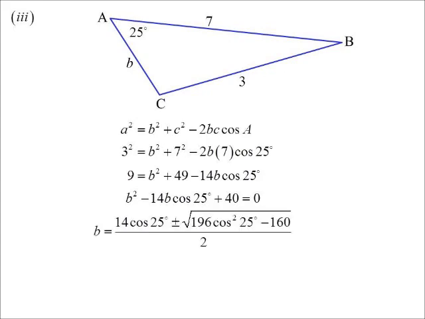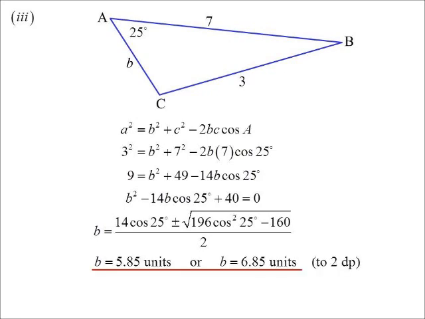So this particular one, we've got 14 cos 25 plus or minus the square root of 196 cos squared 25 minus 160, all over 2, which gives us two possibilities. And in this case, there really isn't enough information to be able to narrow it down. There is something I can conclude from that, though. Looking at the two possible answers, what I can conclude is C is the largest angle.